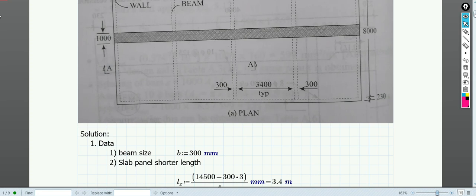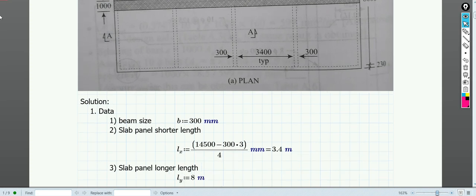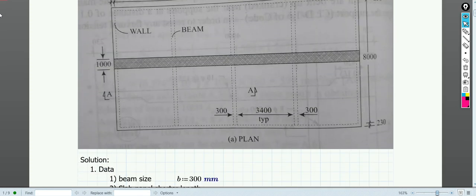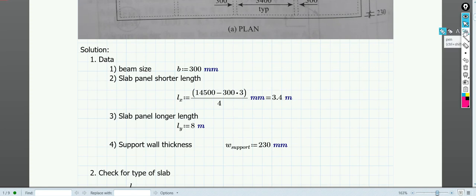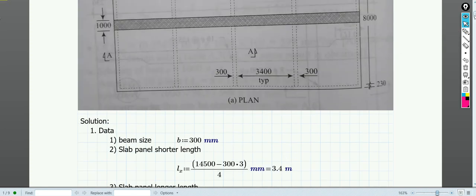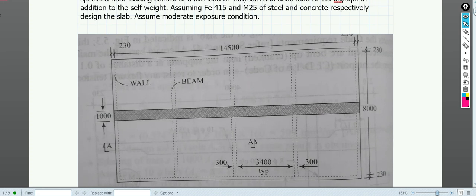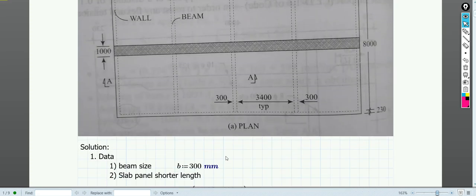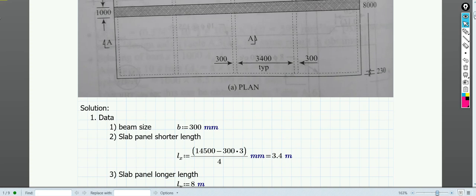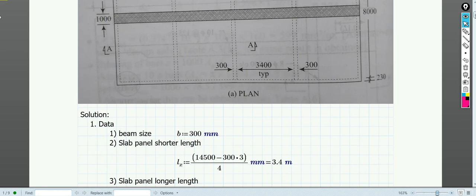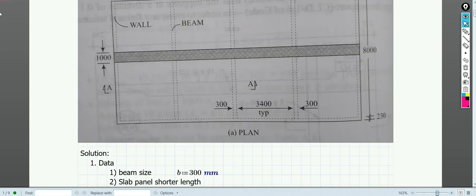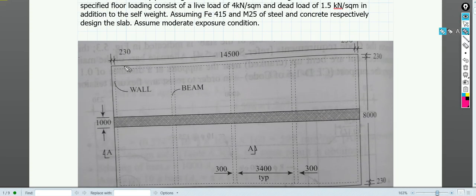Now let's see the design. I think this figure is pretty much clear. The beam sizes are given in the drawing itself. It is a 300 mm beam size. See here, 300 mm. And for the slab panel, if I want to find out the shorter length, which is represented by Lx over here, what will be the span? You can see the clear span from here to here.